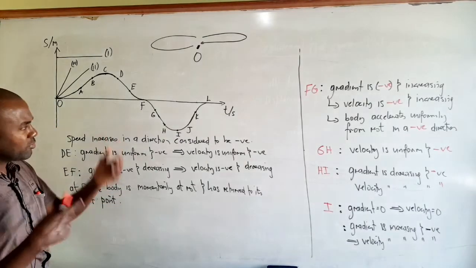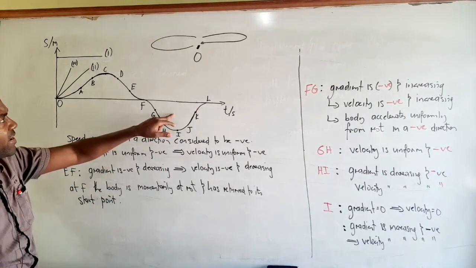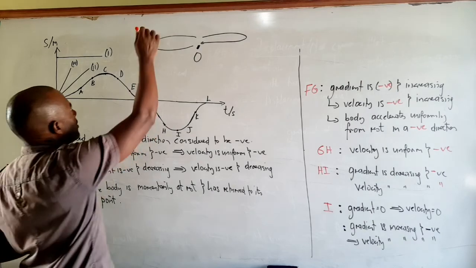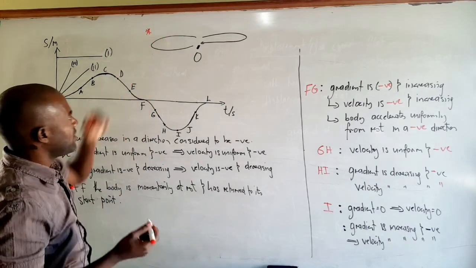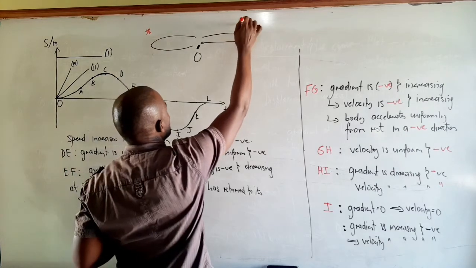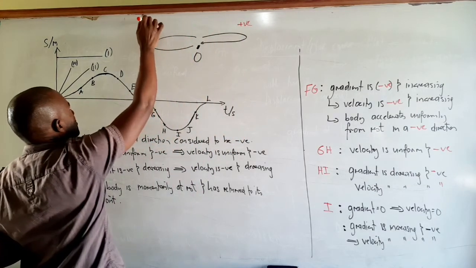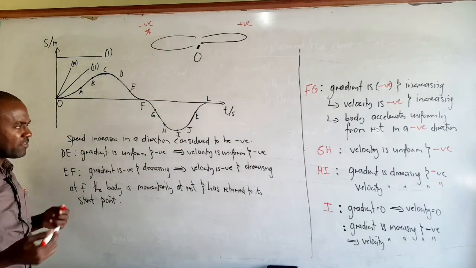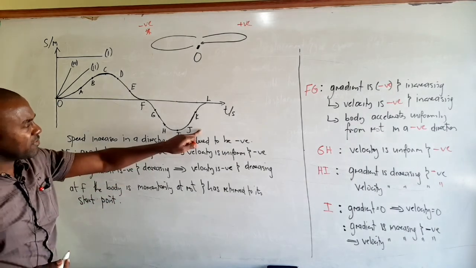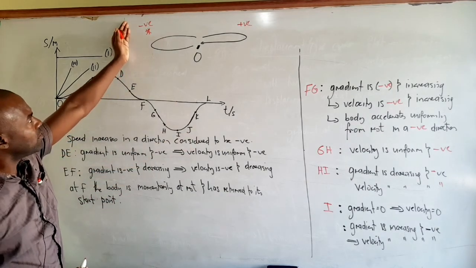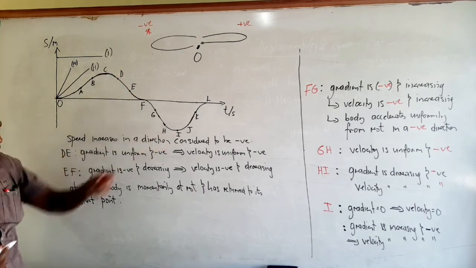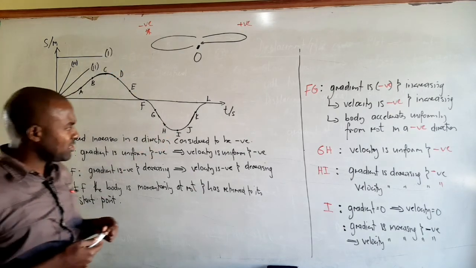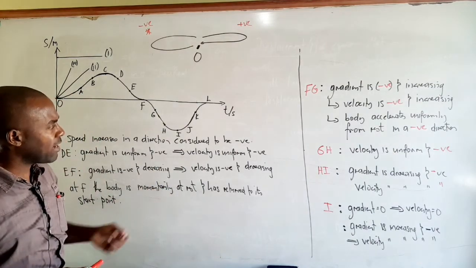Now notice that the displacement is still negative. So therefore it means that the body is some point to the left of the reference point if we consider to the right as being positive, right? So if to the right of the reference point is positive, because the displacement is negative, that means the body is some direction to the left of the reference point. Good? So at I, the gradient is equal to 0 and the body is momentarily at rest.